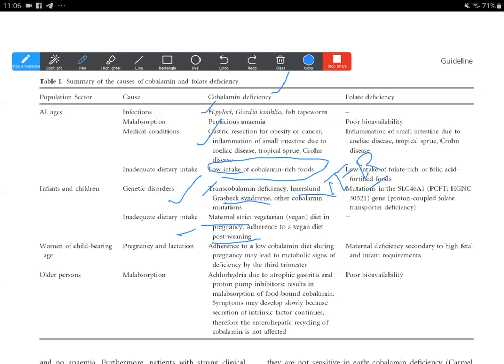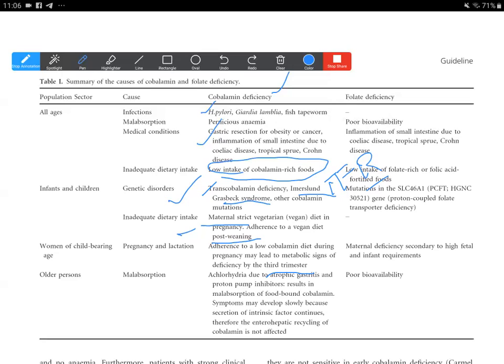Then in women of childbearing age, the adherence to a low cobalamin diet during pregnancy may lead to metabolic signs of deficiency in the third trimester. So during pregnancy, it's also very late in the third trimester that these become manifest.